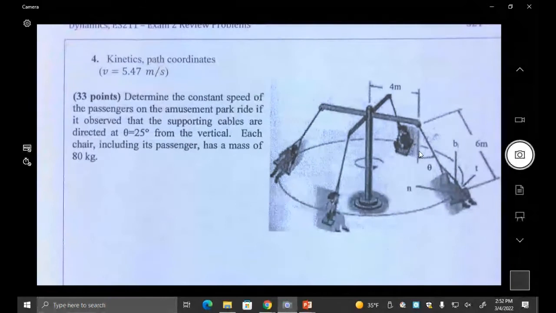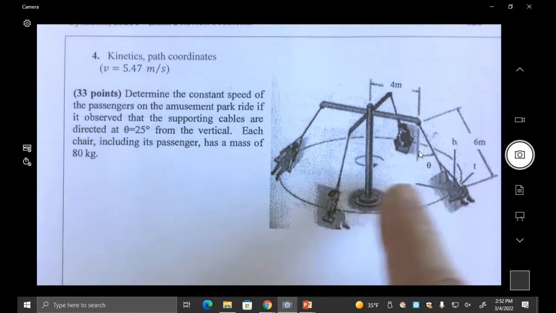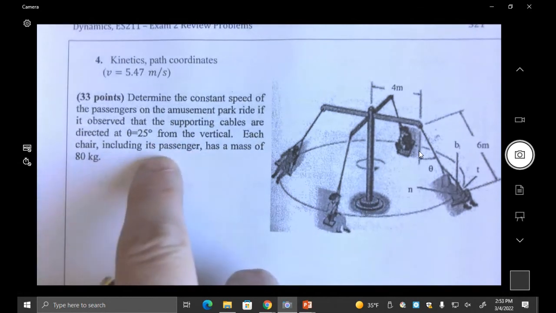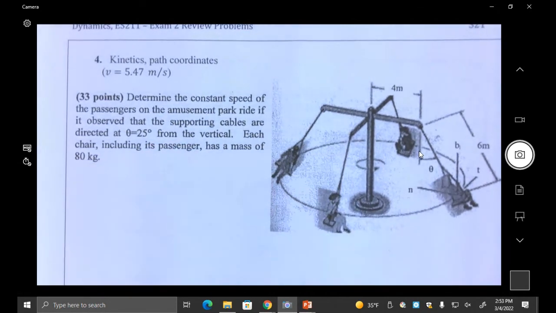I prefer my way. Okay, so we have these kids on this little swingy thingy, a little carny ride. Carny, do you accept this challenge of shenanigans? That's an early South Park episode. All right, so determine the constant speed of the passengers on the amusement park ride if it is observed that the supporting cables are each directed at 25 degrees from the vertical. Each car, including its passenger, has a mass of 80 kilograms.